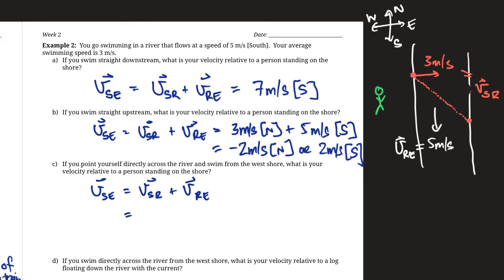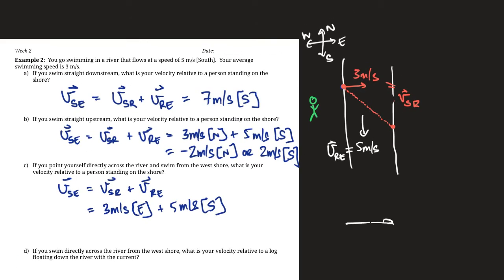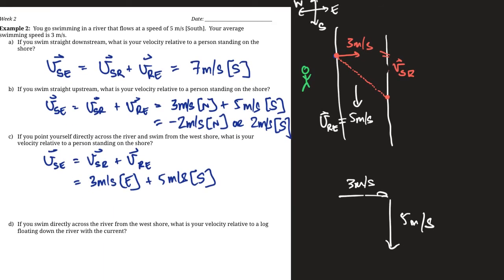We're adding the swimmer with respect to the river, which is 3 meters per second east, and we're adding to that the 5 meters per second south. So we can't just add 3 and 5 to get 8 because they're in different directions. To add these, we need to add the vectors, right? So very quickly, we have 3 meters per second going in this direction, and 5 meters per second going in this direction. The result of swimming there is going to be the sum of those two. So the actual velocity, the velocity of the swimmer with respect to Earth, is going to be the vector sum of those two, right?